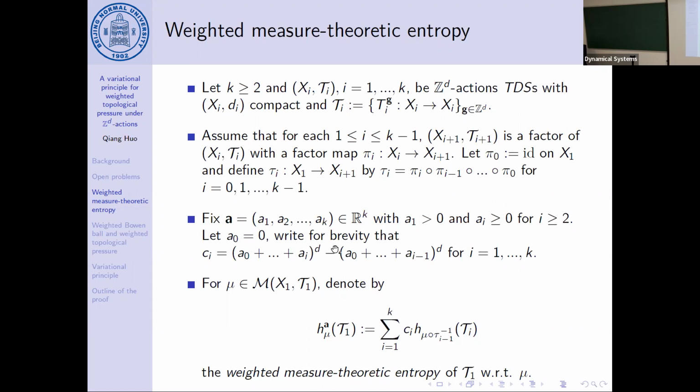But if d equals 1, then ci equals ai. In the case of d equals 1, this definition coincides with Feng and Huang's definition. I have followed their ideas to define the weighted measure-theoretic entropy.